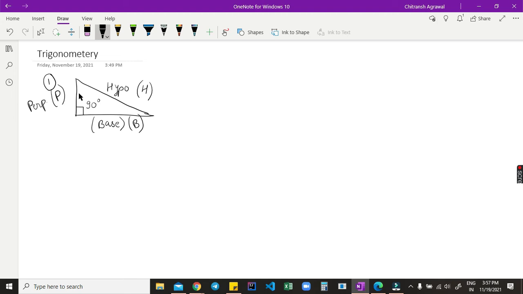Now, the most interesting fact about this right angle triangle is that there is a Pythagoras theorem through which we can find the third side if we know the two sides of a triangle, which says the square of the hypotenuse is equal to the square of the perpendicular plus the square of the base.